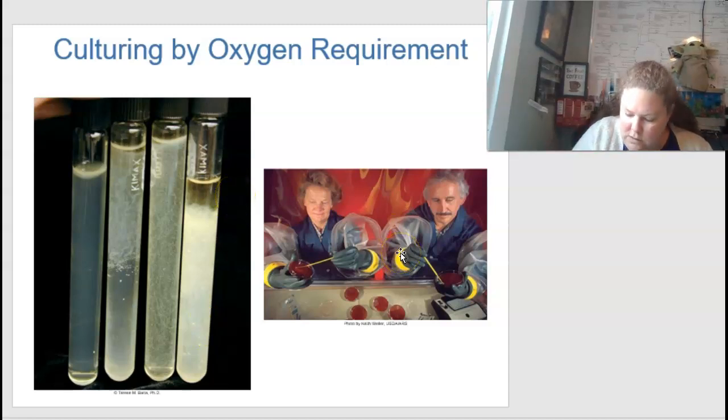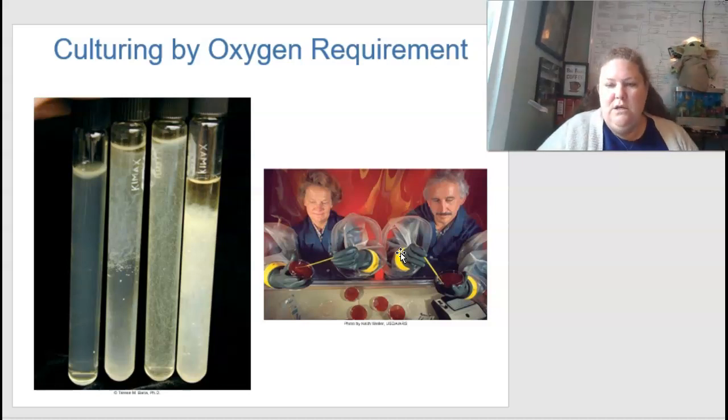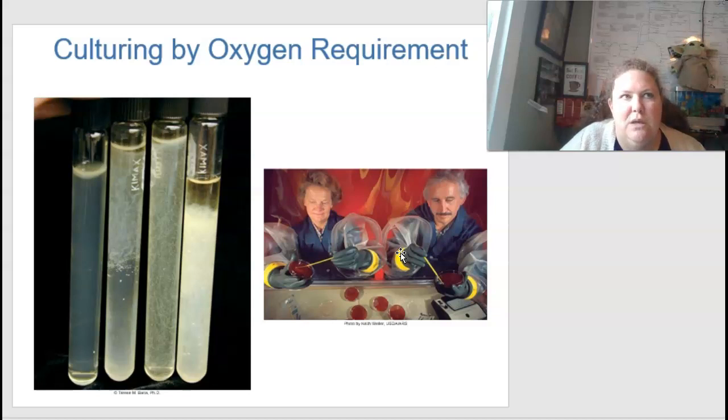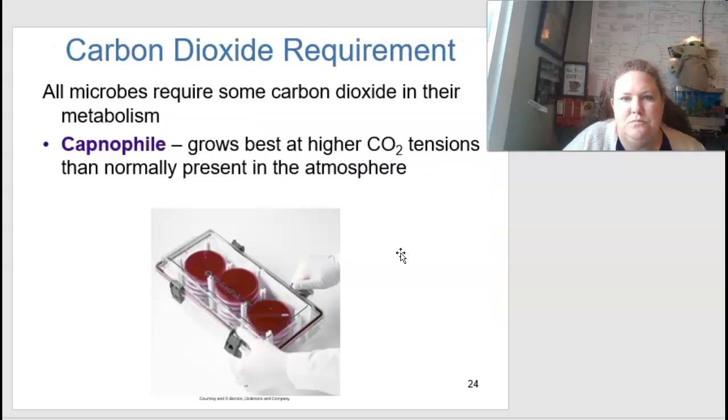And then we can use this because an anaerobic environment chamber can be made and equipped with ports for handling strict anaerobes without exposing them to air. So you're like in a space suit going in there, but there's no oxygen, right? It also has provisions for incubation and inspection in a completely oxygen-free environment. So there are different ways to be able to study these.